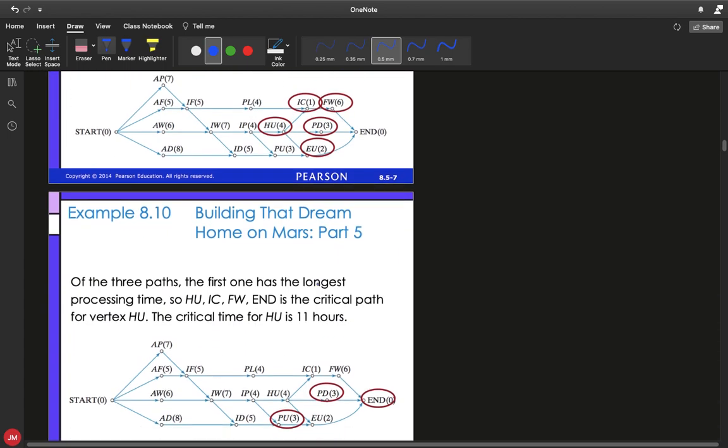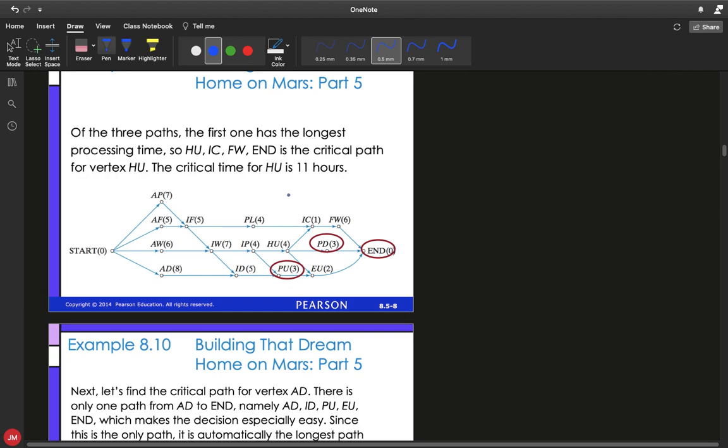So again, there's that math that we just talked about. The critical path is going to be the one that goes HU to IC to FW to the end. That critical path is going to be 11 hours. I'm not sure the circles ended up in the right spots, but that path is from here up to here, over to here, and back to the end.